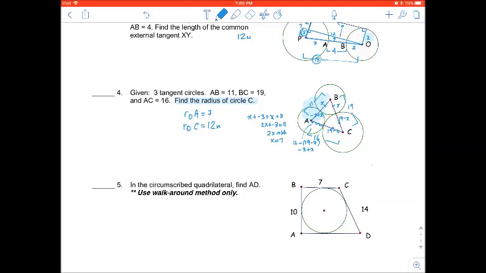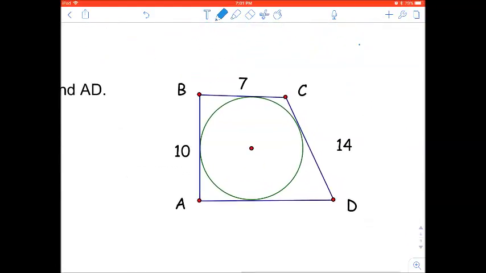And then if you look at the last one here, we have a circumscribed quadrilateral, so a circle that touches each side externally in the quadrilateral, and we would like to figure out the measure of AD. So since I don't know any part of AD, I'm going to go ahead and assign part of it to be x, and then we're going to walk around. So I'm going to go clockwise again. The key here being that if 2 tangents extend from the same point, then they are congruent. Tangents to a circle, I should say.